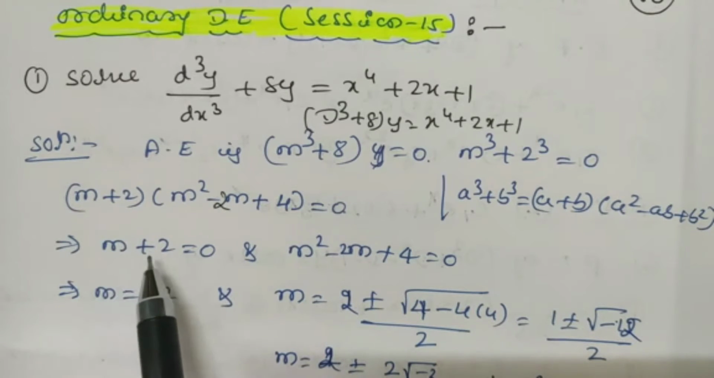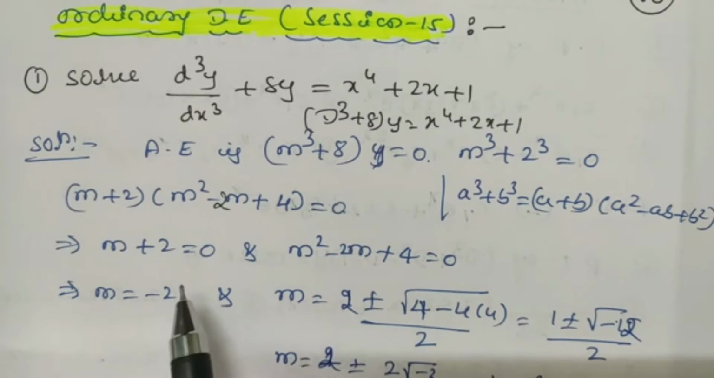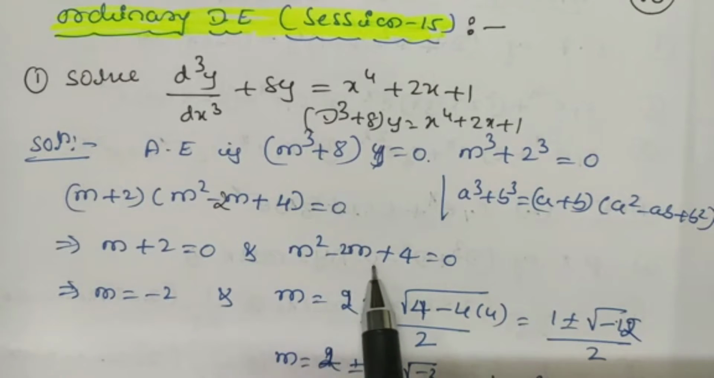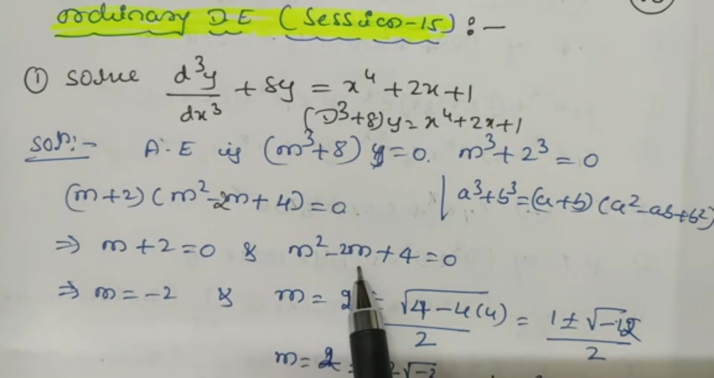And this implies m + 2 = 0 and m² − 2m + 4 = 0. Here we will get m = −2, and the other is in the form of ax² + bx + c. The product is 4 and the sum is −2, so it is not possible to factorize. Therefore, we use Sridhar's rule to find this root. So m = −b plus or minus the square root of b² − 4ac, divided by 2. Here b is −2, so b² is 4, and 4ac is 1 into 4, which is 4.